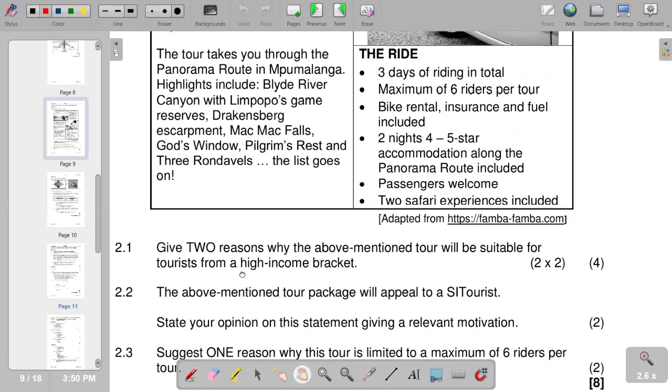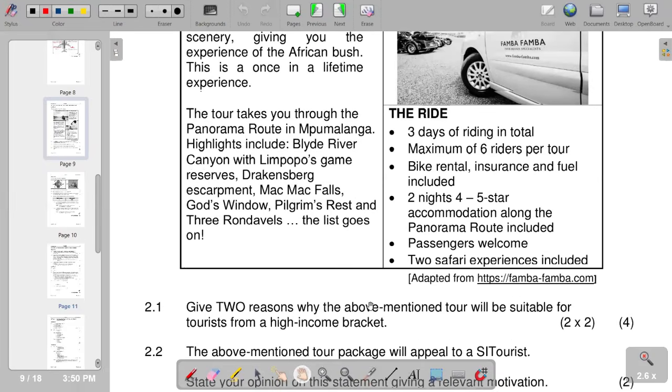Then on the first question, you have to give 2 reasons why the above mentioned tour will be suitable for tourists from a high income bracket. If you go there, you'll see nice 4 to 5 star accommodation along the panorama route. The fact that we have 4 to 5 star luxury accommodation indicates that it is for a high income bracket.